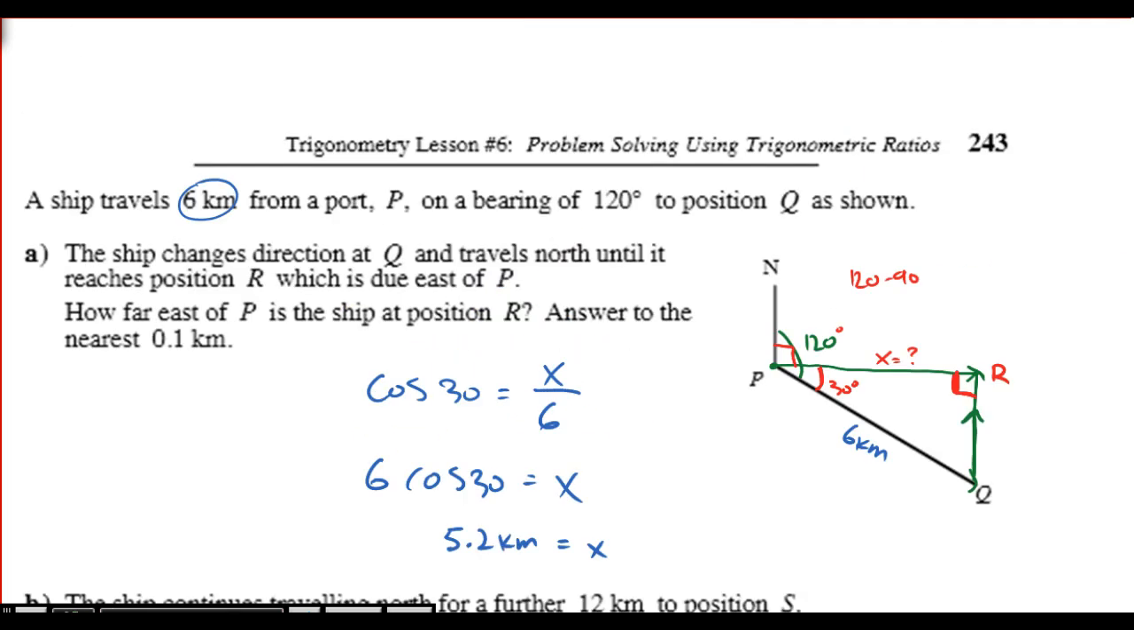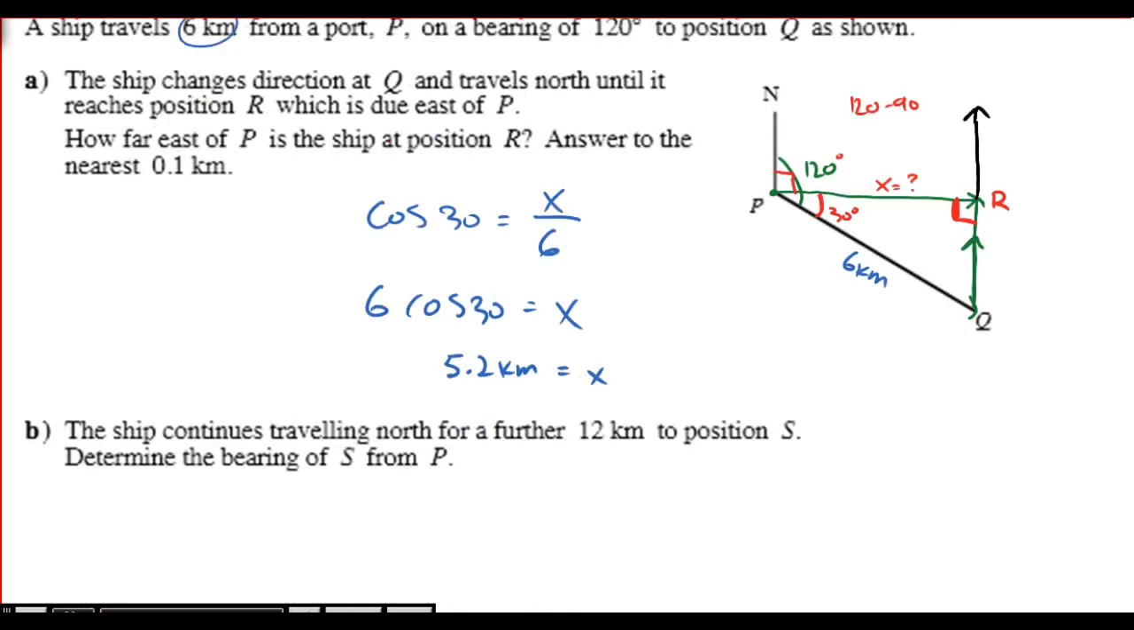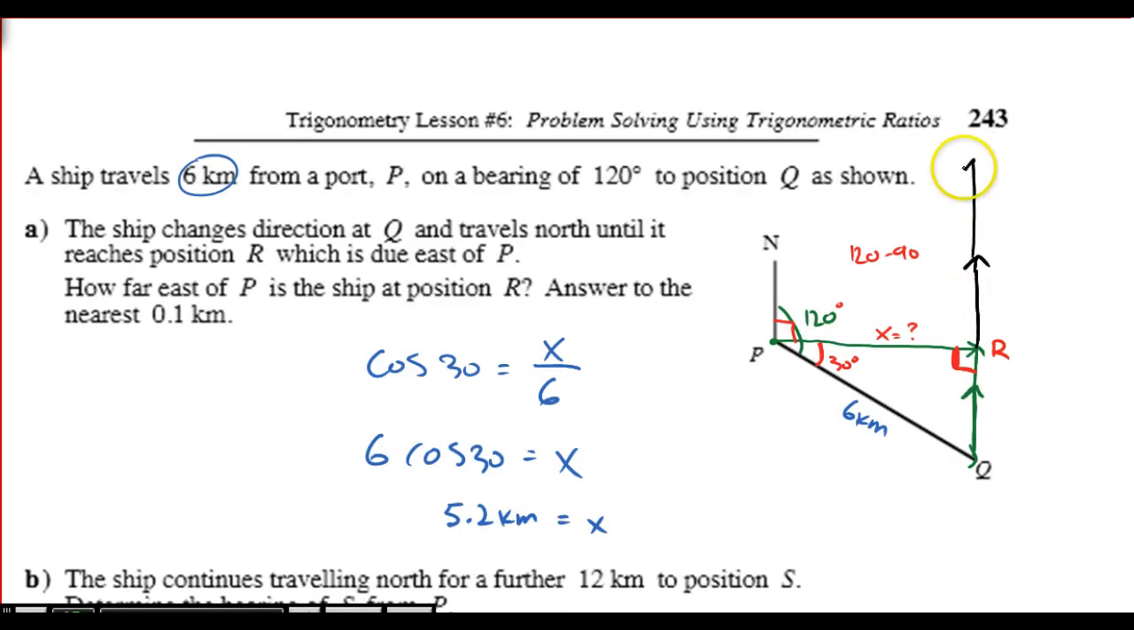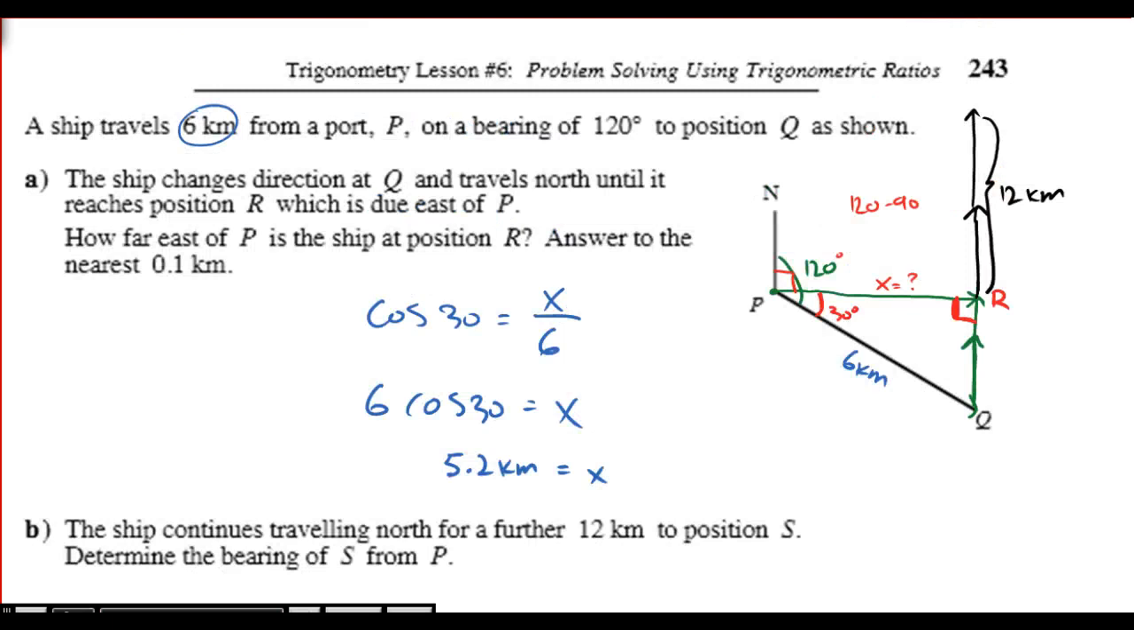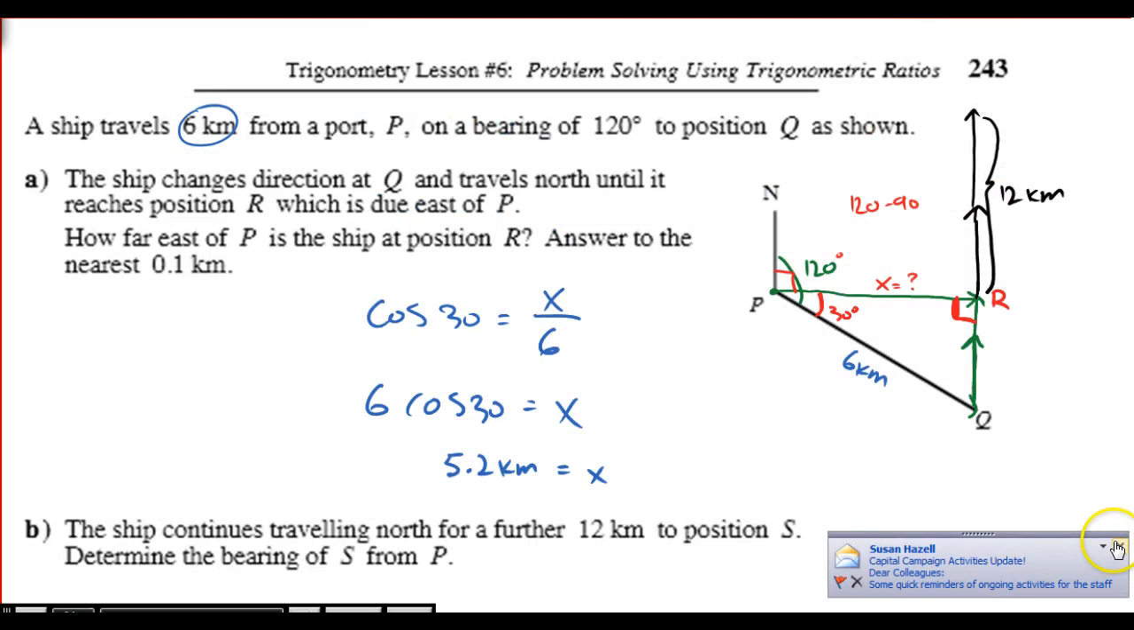The ship continues traveling north for a further 12 kilometers to position S. All right, let's do that in black here. So, it continues traveling north for 12 kilometers, so probably a little further up here, 12 kilometers. For an additional 12, that's going to be that distance there. Determine the bearing of S from P.